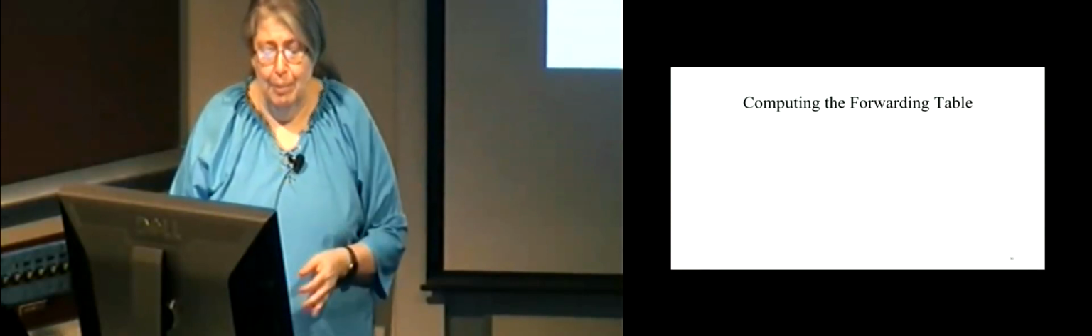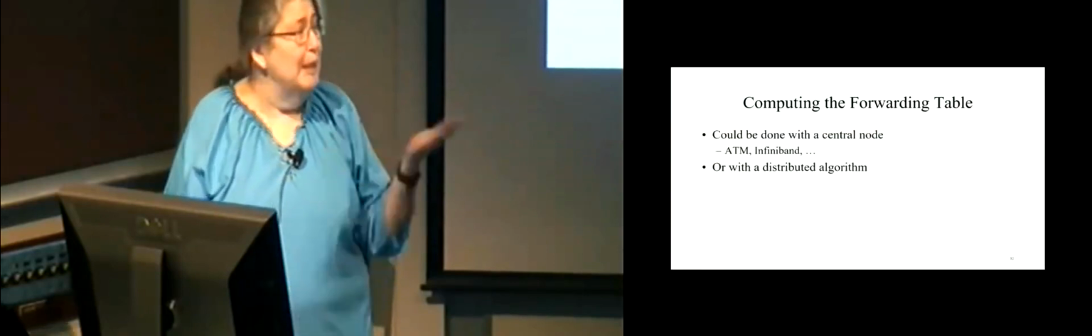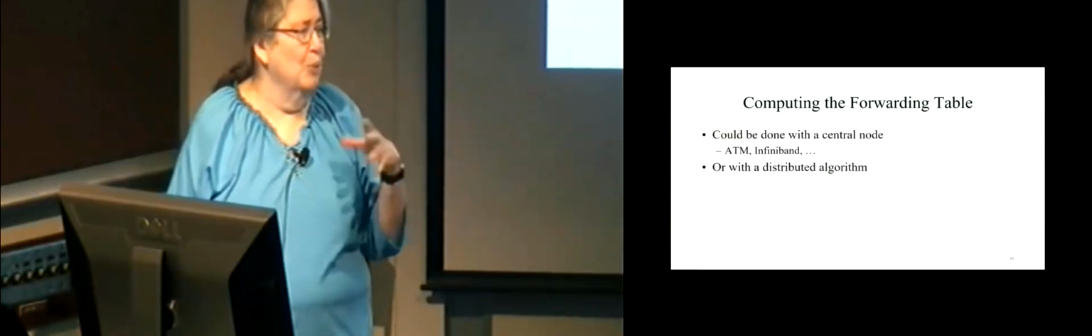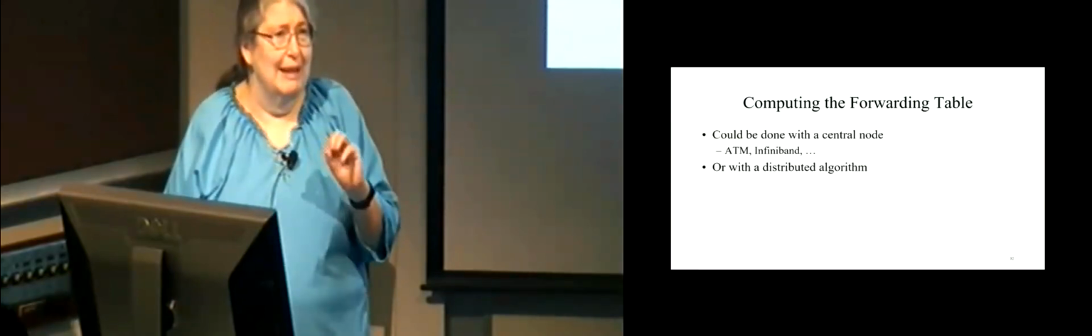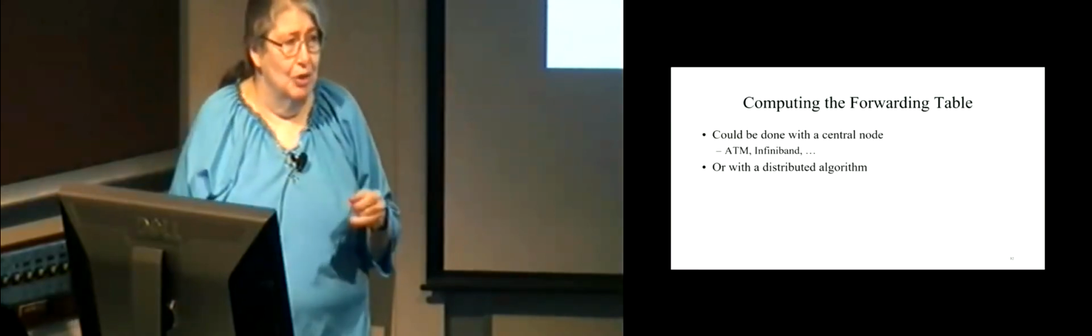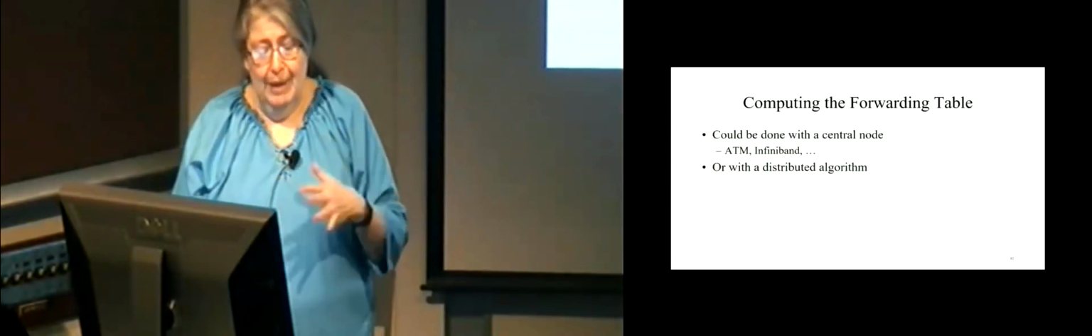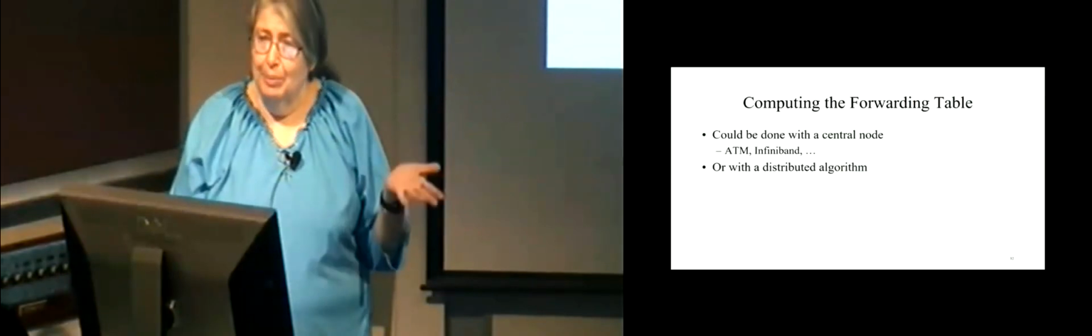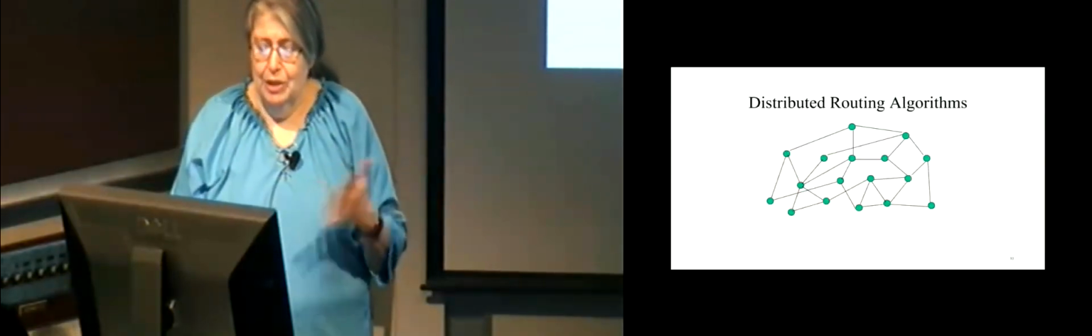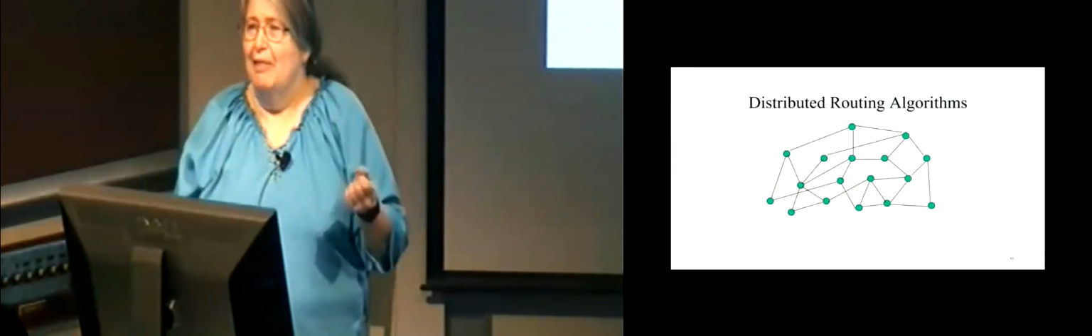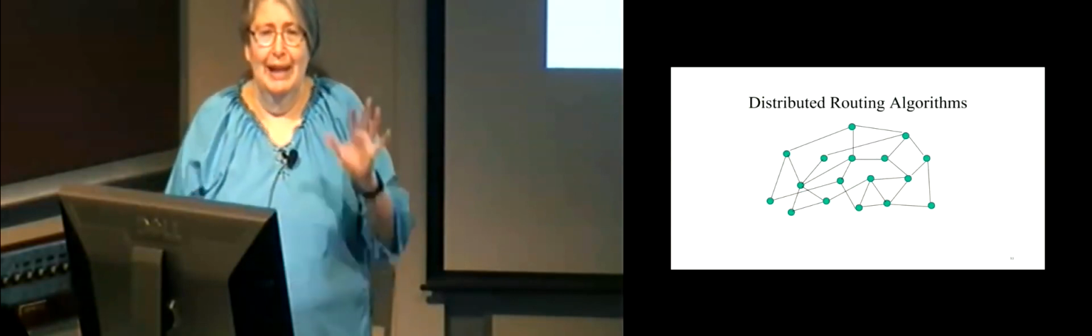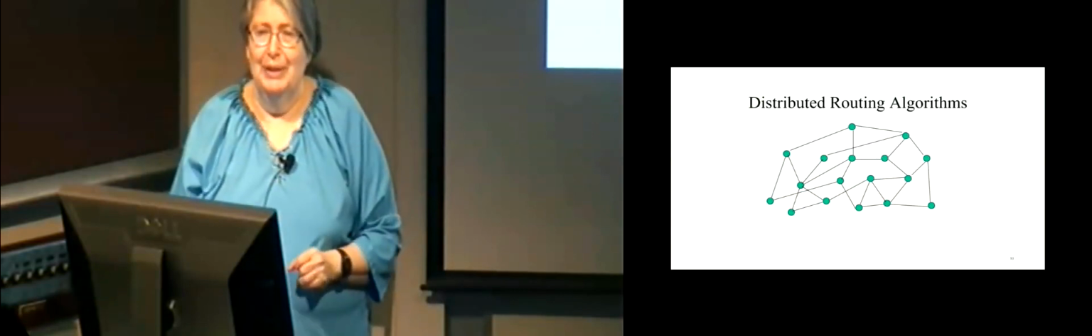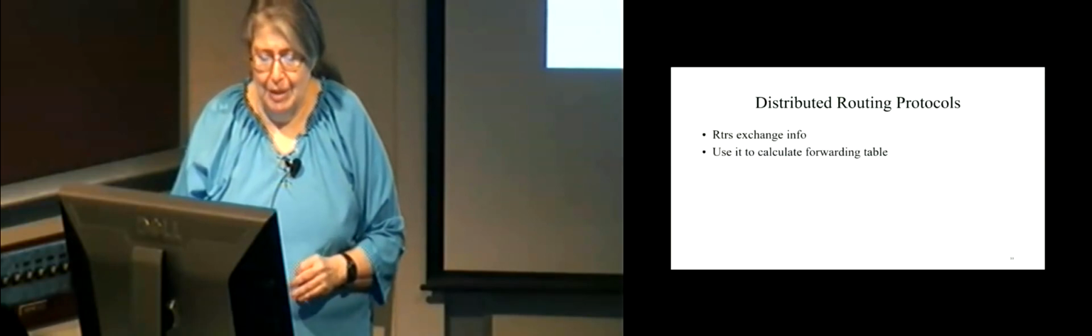So the way to compute the forwarding table, it could be done with a central node where everyone tells the central node who its neighbors are, and the central node computes routes. ATM and InfiniBand do it that way. Or you could do it with a distributed algorithm. With a distributed algorithm, you just plug it together. There is no central node, and they gossip amongst themselves and figure out how to compute forwarding tables.